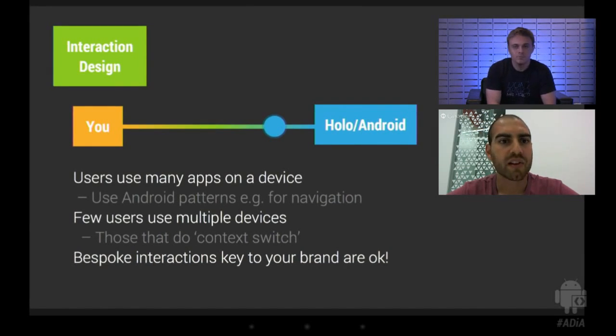So the next slice we're looking at is interaction design. Here we say that it is actually more important to get a lot closer to Holo and to the Android design patterns than to anything really bespoke. The reason being that while users might know your brand, when I'm on my Android phone using multiple apps, it's very important that your application works the same way as the rest of those applications that are going to be used side by side. This is where interaction patterns such as navigation are really critical, so that a user instantly knows how to use your application.